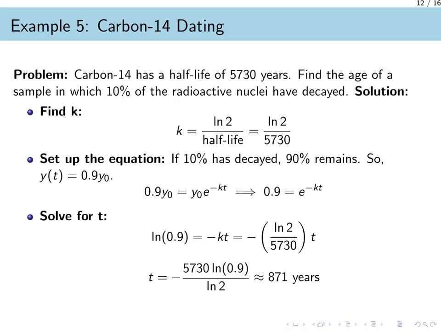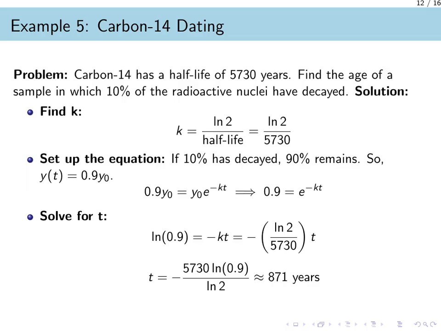This constant is calculated as the natural log of 2 divided by the half-life. Next, we set up the specific decay equation for our samples. Since 10% has decayed, 90% remains, so y of t equals 0.9 times the initial amount, y naught. This means that 0.9 must equal e to the power of negative kt.